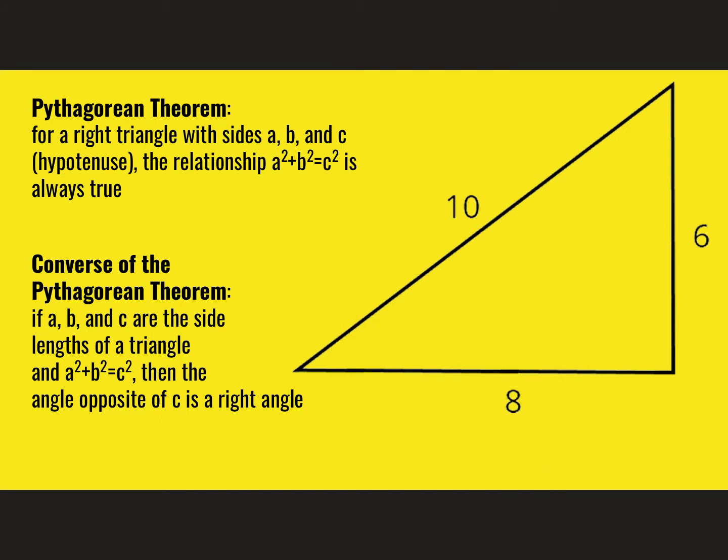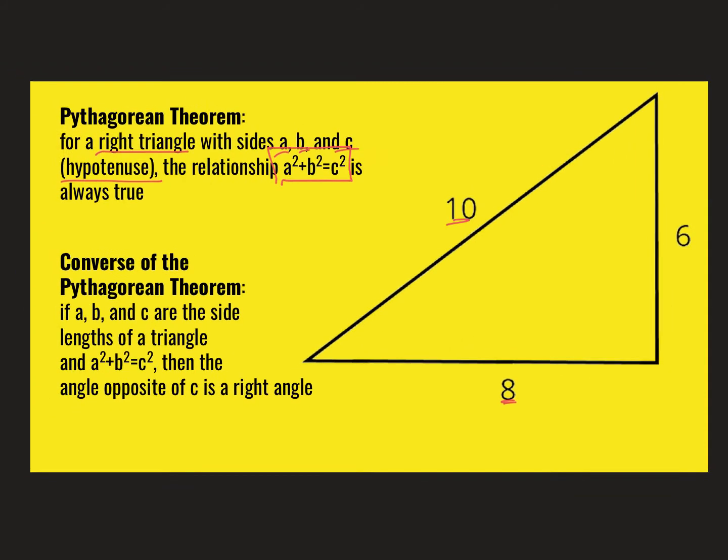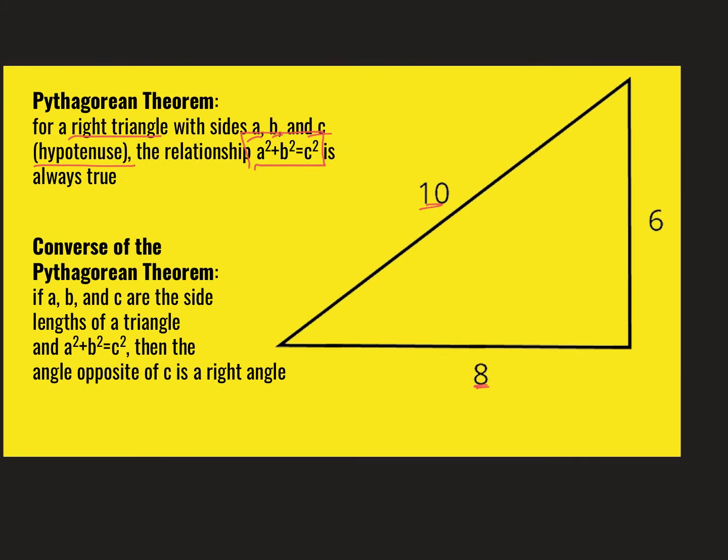So, the Pythagorean theorem says that for a right triangle with sides a, b, and c, the hypotenuse, the relationship a squared plus b squared equals c squared is always true. We looked at this in lesson 6, where we looked at these to decide if they were right triangles. So now I'm going to tell you, yes, they are right triangles, because you guys have done this. So you guys have dealt with the converse.